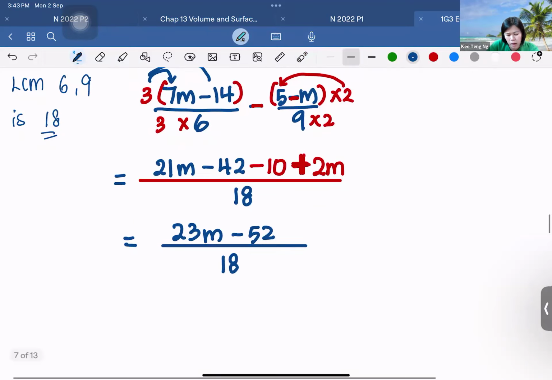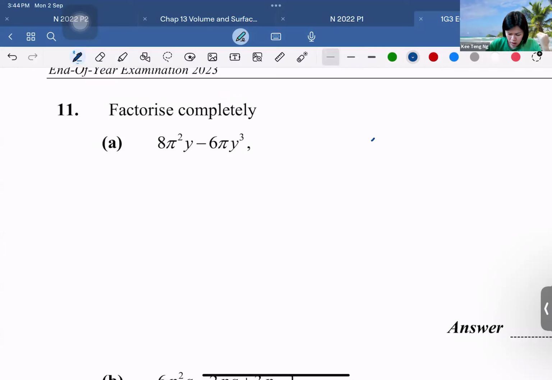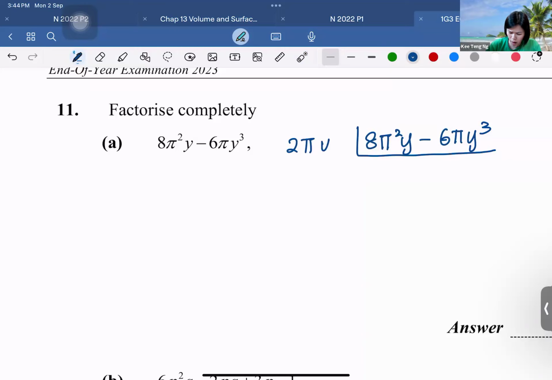Next question. This whole page is all on factorization. Let me focus a little bit more, huh? Okay. For factorization, number 1, we check. I personally write it this way. I will always divide out my common factors first. 8 and 6, common factor 2. Pi square and pi, common factor pi. y and y cube, common factor y. So 8 pi square y divided by 2, 4 pi.